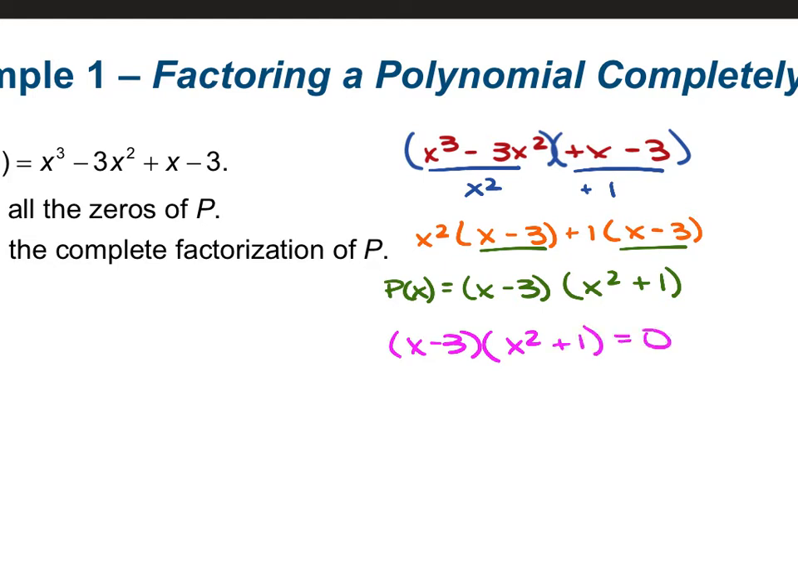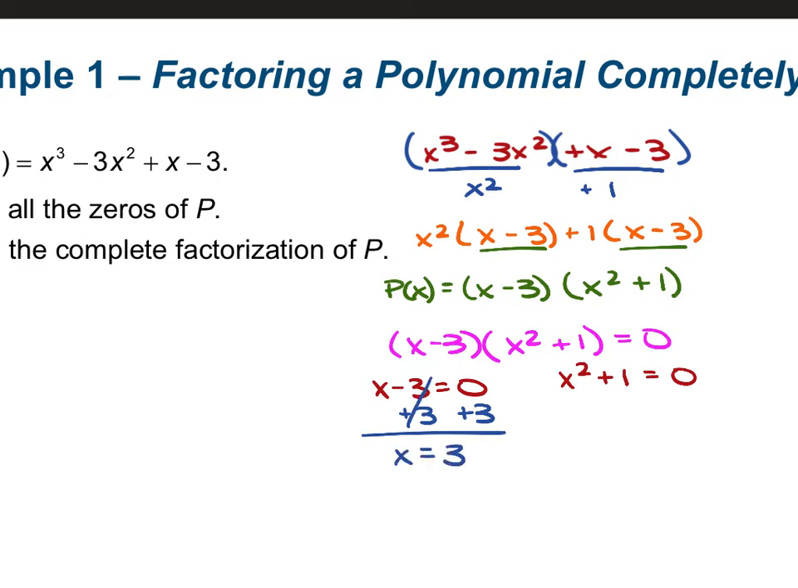If we were finding the zeros or solving for x, we take that x minus 3, we set it equal to 0. We take that x squared plus 1, we set it equal to 0. For the x minus 3, easy. Just add the 3 over to the other side. We add the 3 to each side, and we get that x is equal to 3.